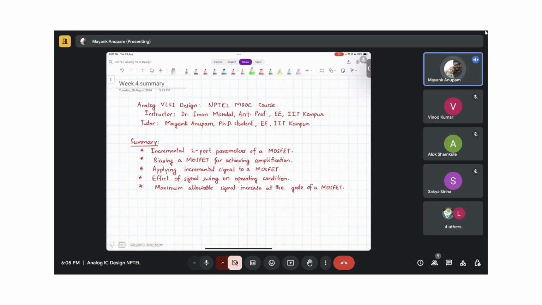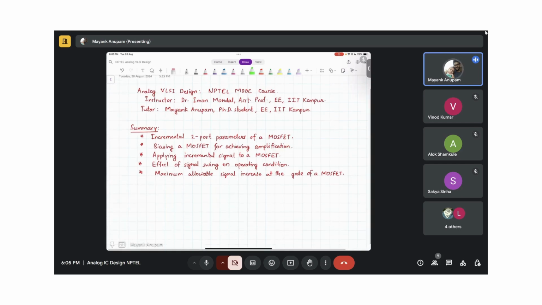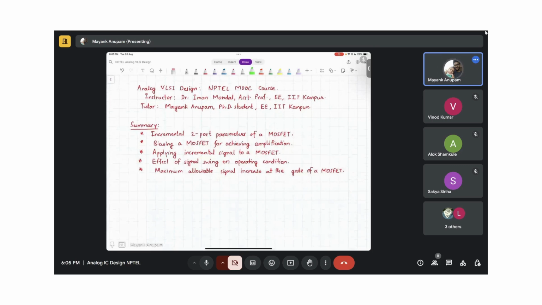Before starting, today we will be discussing whatever was covered in week 4. The quick summary of what was covered in week 4 is the following. By the end of week 3, we learnt about MOSFETs, what MOSFETs are on a very basic level, how the device works on a very crude level. From there we came on to week 4.